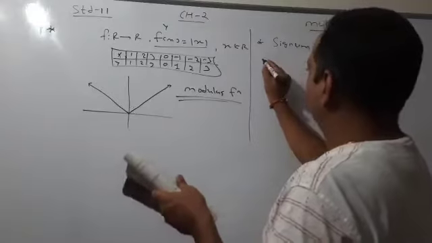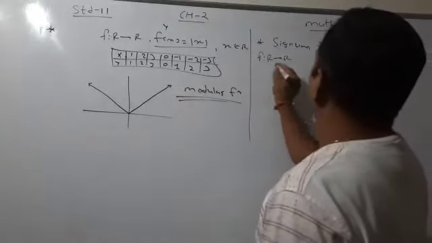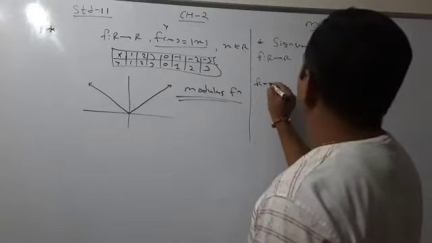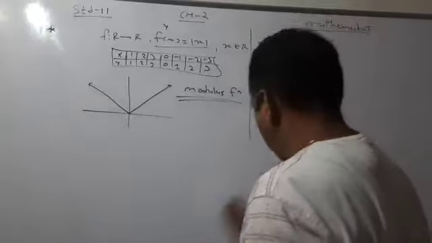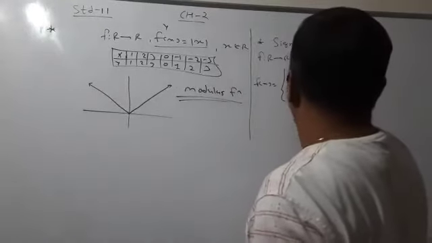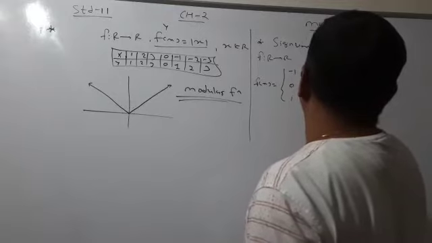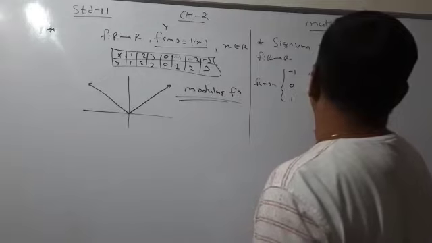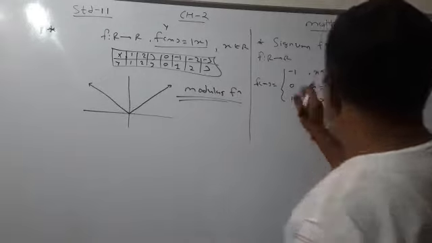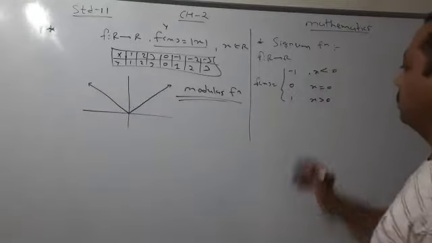See, in this function, f from R to R, f of x is equal to minus 1, 0 and 1. When I consider x less than 0, the answer is minus 1. When I consider x equal to 0, and when I consider x greater than 0: for every positive number, the answer is 1. For every negative number, the answer is minus 1. And for 0, the answer is 0.